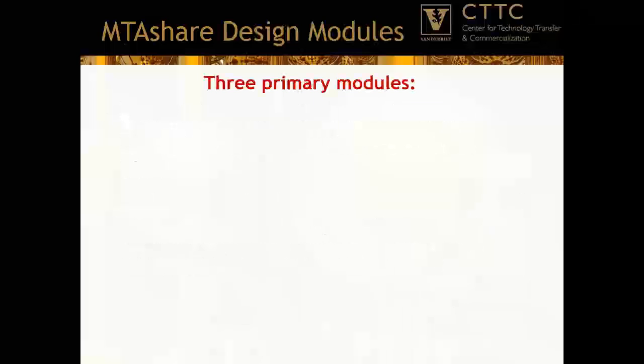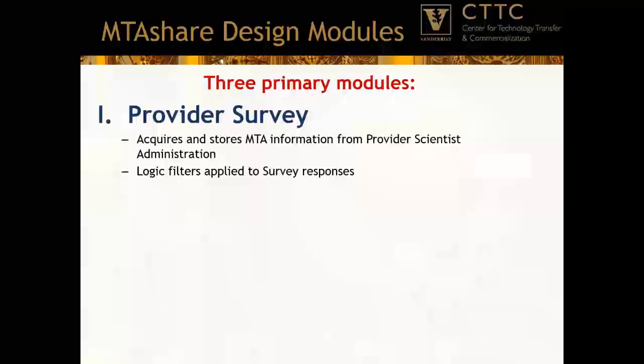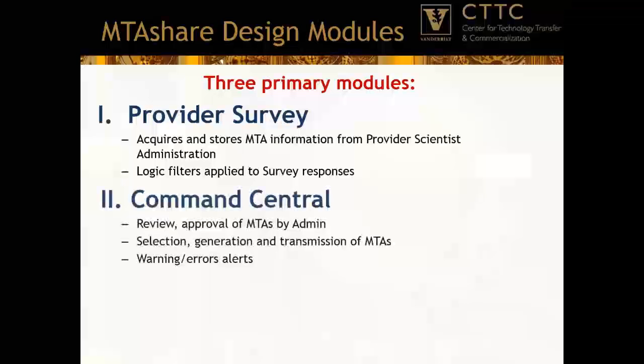The system itself has three primary portions to it. The first one is called the provider survey. The system is launched with the provider institution scientist creating a survey, answering 20 very quick questions about the material, where it's going, what type of material it is, what type of quantities are we transferring. From that, the system creates an administrative record of the survey results, and the administrators of the survey, us, the tech transfer people or the contracts people, can go in and review and approve and send off the MTAs that are generated by the system based upon the survey.